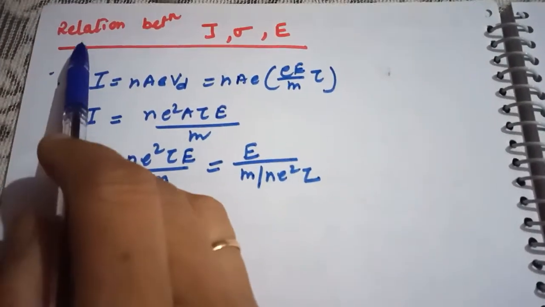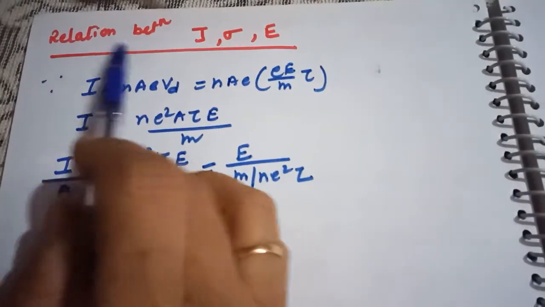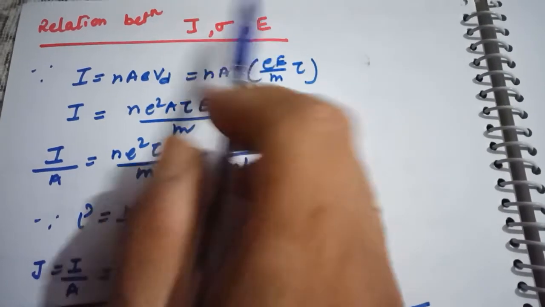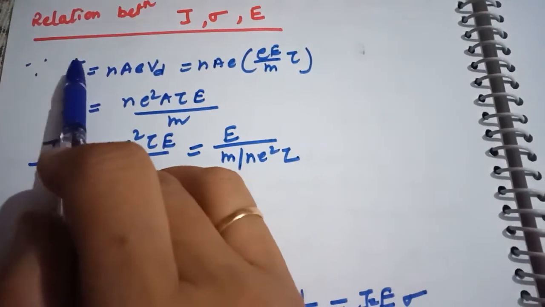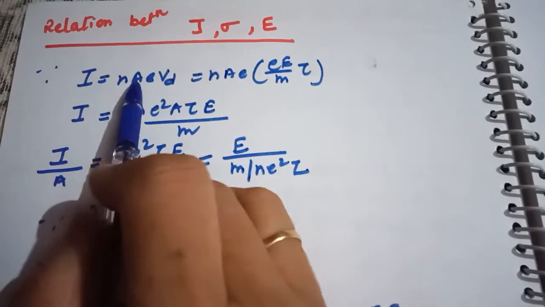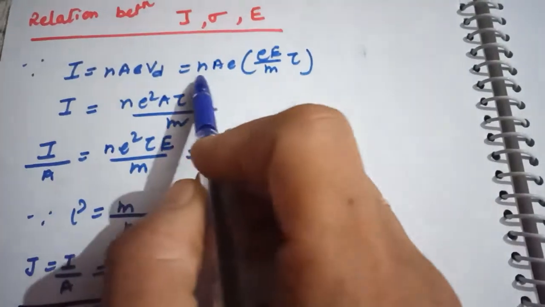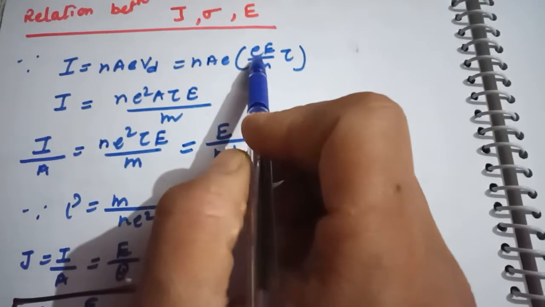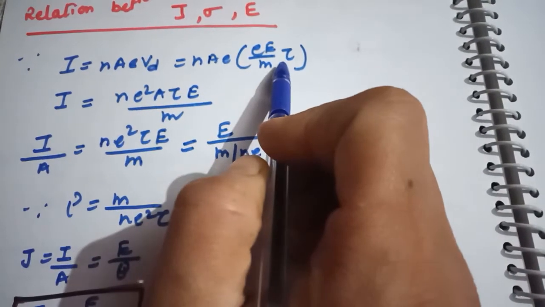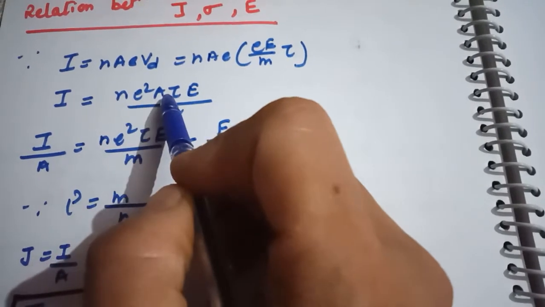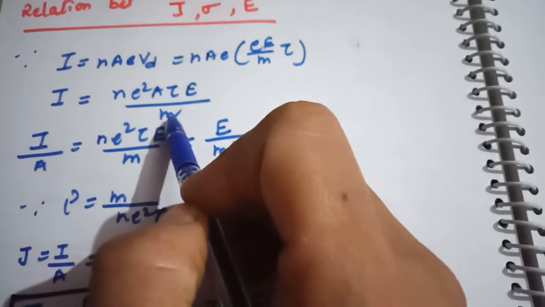Children, here in this video I am going to explain the relation between current density, conductivity and electric field. According to the formula, I = nAeVd. Now Vd can be written in terms of the electric field E upon m into tau. So you have the expression I = ne²AτE/m.